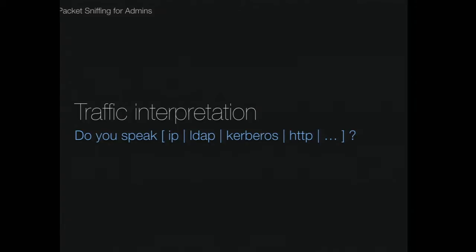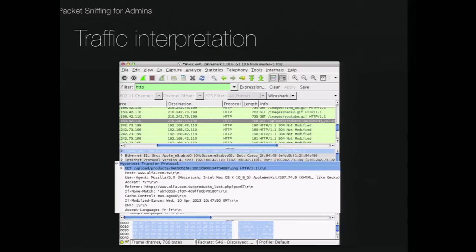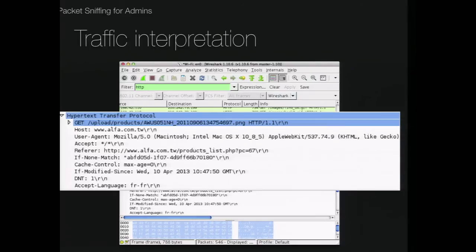So, traffic interpretation. Wireshark is nice. It is able to show you the information. But if you don't know the meaning of the host field or the user agent field in an HTTP communication, it's basically useless. When you have to do your traffic interpretation, you have to understand what's going on because you have a problem behind it. We have different sources of information to understand what it means.